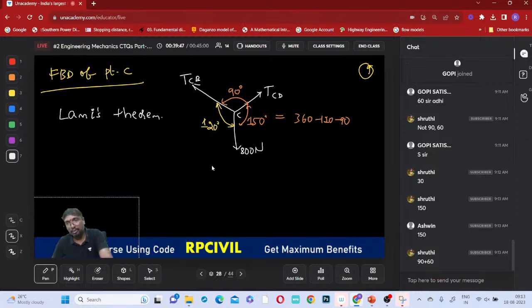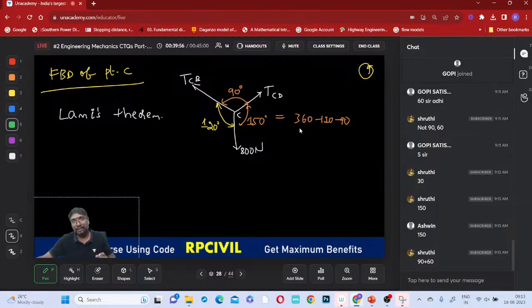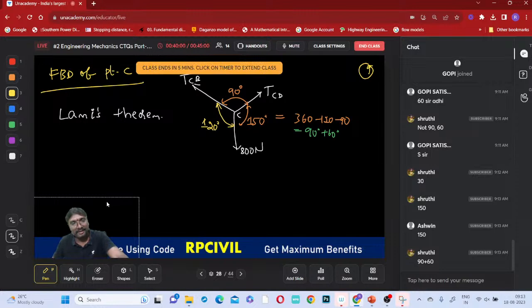Yeah, you can also write it as which one? This 90 plus 60, right? This is 60, and this one is 90. So 90 plus 60 you can also write as 150, right? As you wish, you can write it in any manner.